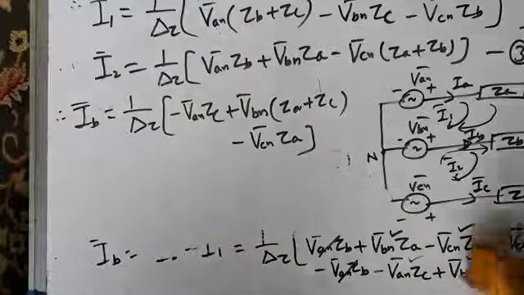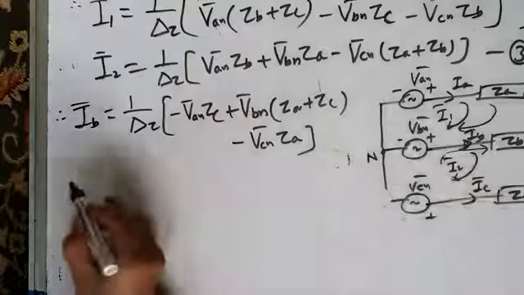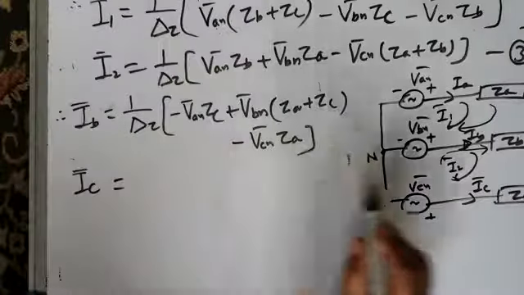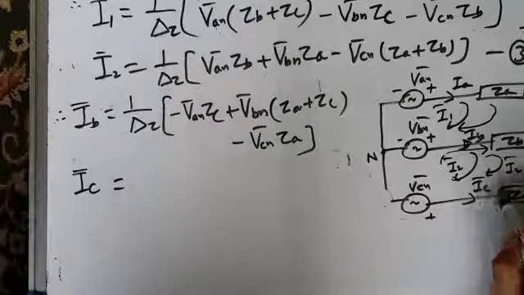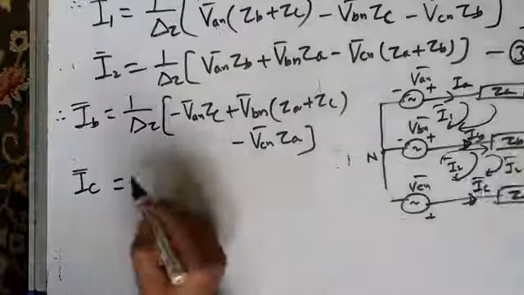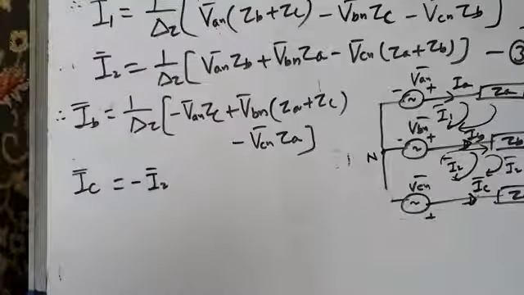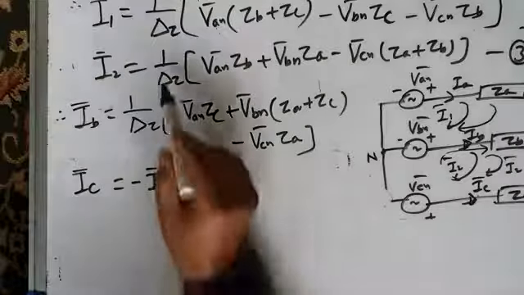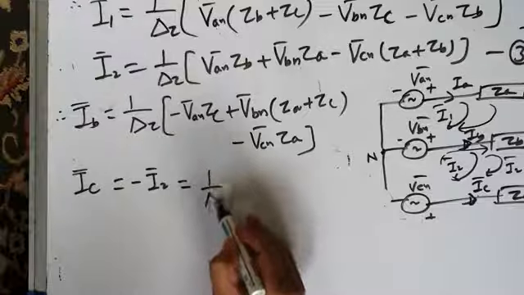Okay, so once you have IB, then you have to find third line current IC. So what is line current IC? देखिए आपकी I2 ऐसे है mesh current. IC is same as I2. ठीक है ना? But direction is different. IC you are assuming in this direction, but I2 is in this direction. So IC is equal to minus I2. Okay, and I2 is already given to you. It is here. So it is 1 by delta Z.